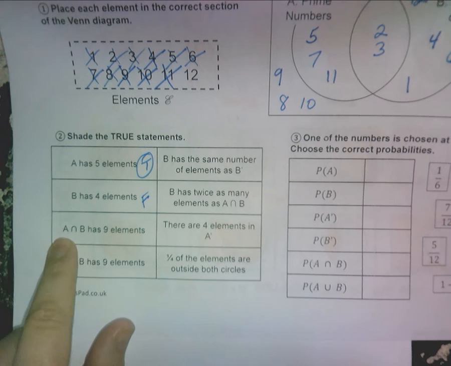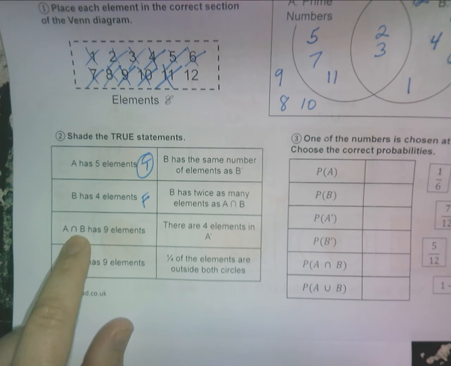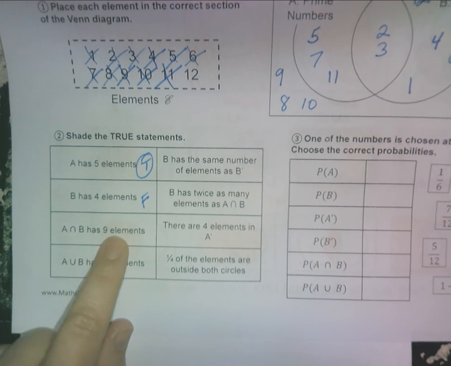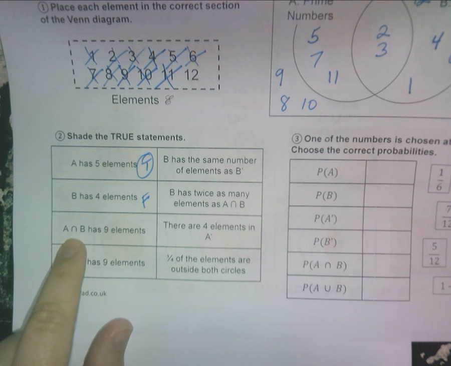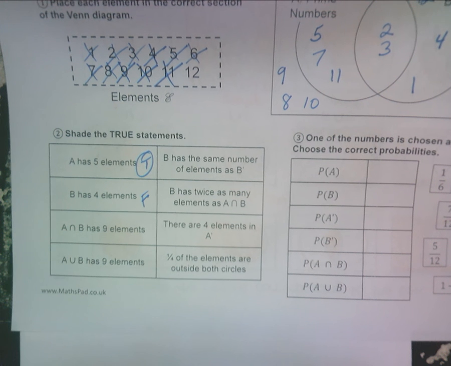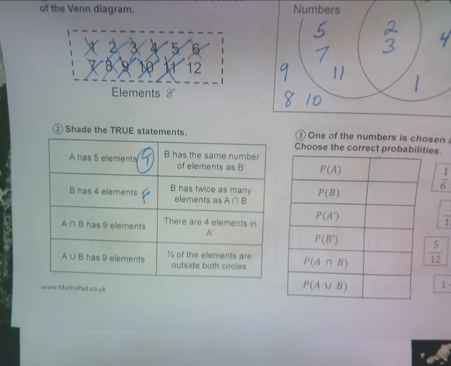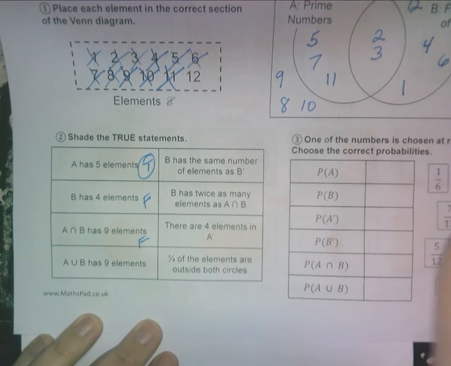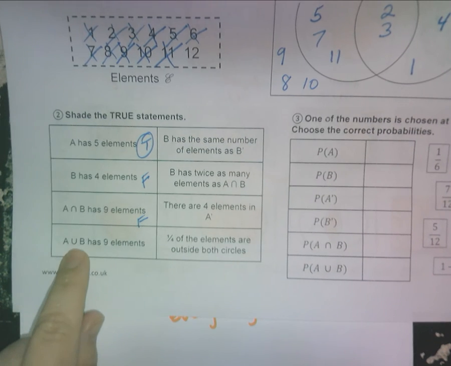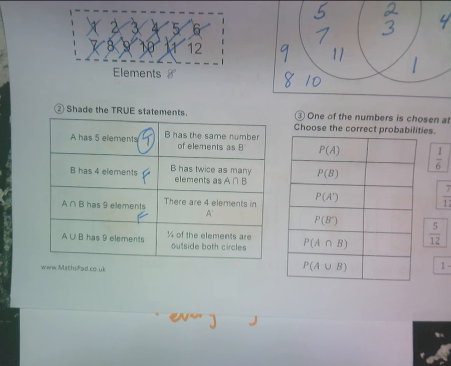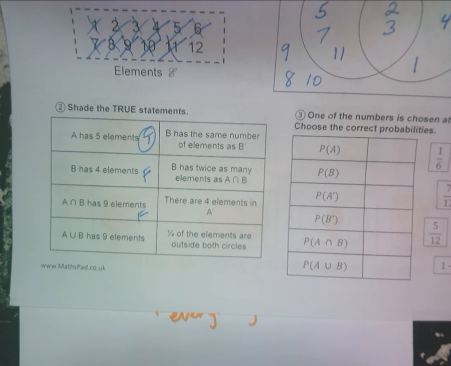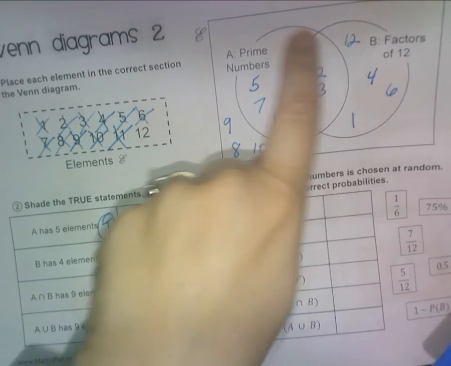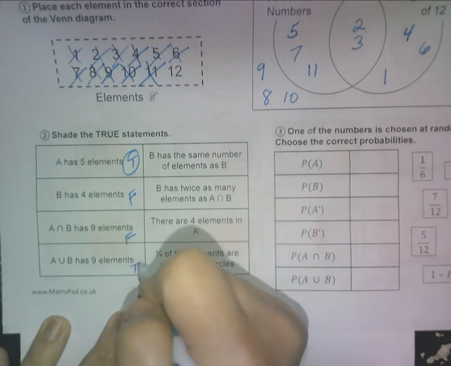All right. A intersection B has 9. The intersection of A and B has 9. Is that true or false? Remember, overlap is the football. False. That has how many? 2. False. A united with B, or the combination, all of it has 9? True, if I combine all of them. Okay? See, you're getting better.